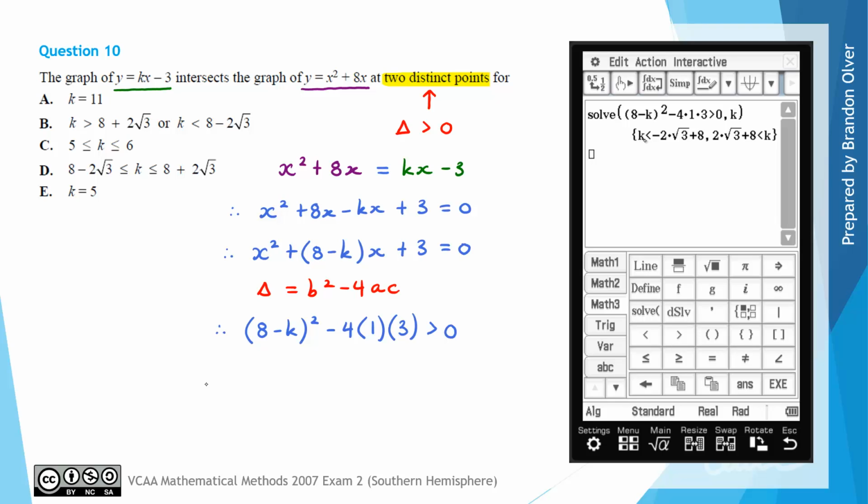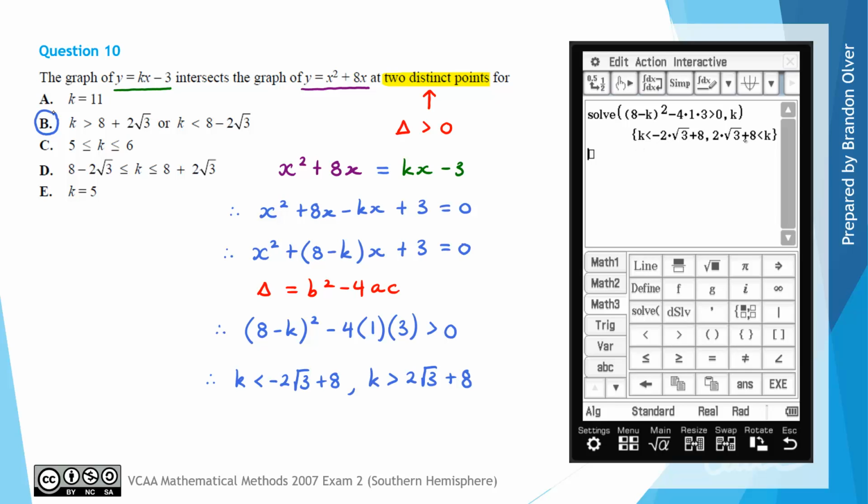So from the calculator, we can see the solutions to this inequation, where k is less than negative 2 root 3 plus 8, as well as k being greater than positive 2 root 3 plus 8. And now inspecting the options available to us, that means that B is the correct answer for this question. Now before we wrap up there, I just want to show you another way that you could have done that on the calculator, and it's a different approach, but some of you may really like it.